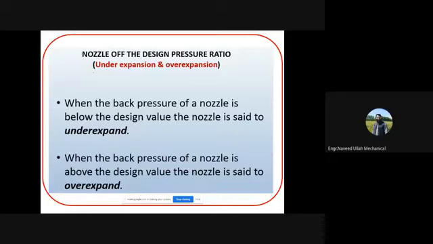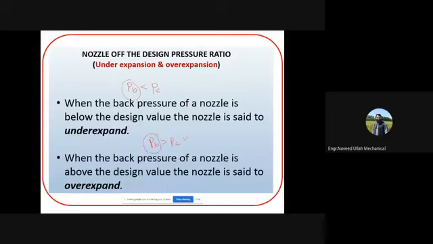So with the back pressure PB below the design value, that is, less than PC, the critical pressure, this is your under expanded case. And when PB, the back pressure, is greater than PC, that is your over expanded nozzle. In simple words, you can take these back pressures as your atmospheric pressure in reality.